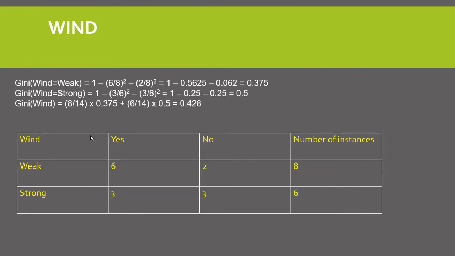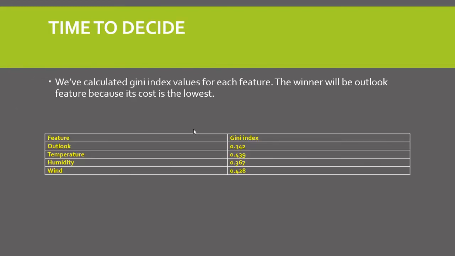And when wind is equal to weak as well as strong, the values are 0.375 and 0.5, and the total value is coming to 0.428. So we have the Gini index values of all four of them: outlook 0.342, temperature 0.439, humidity 0.667, and wind 0.428.